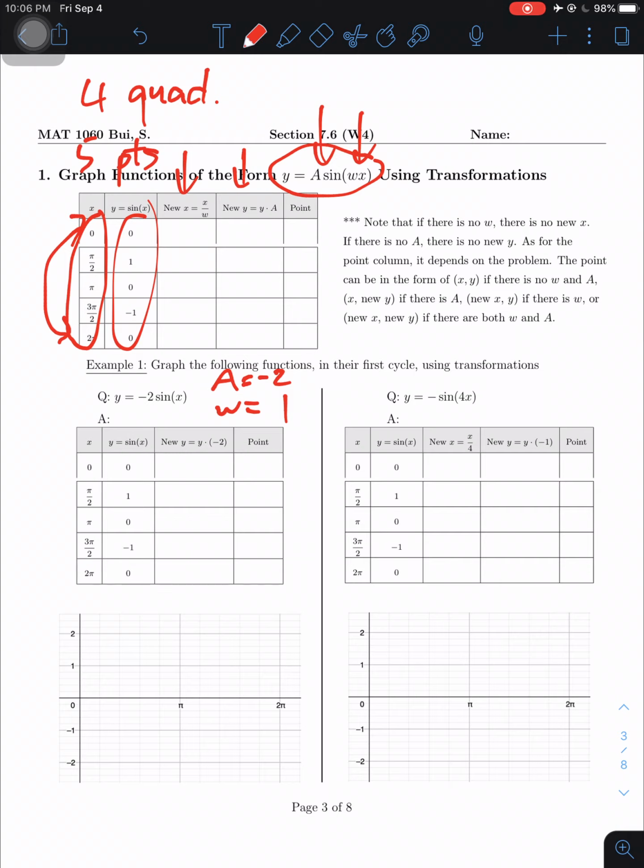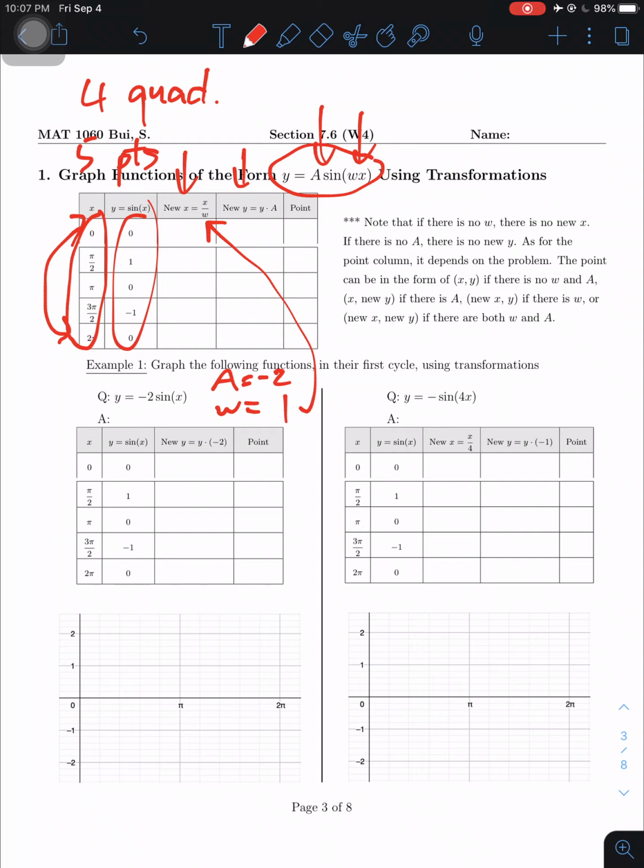Okay, since my w in here, my omega in here is 1, right? So if you notice, if I plug 1 into this information in here, I'm gonna get my new x equals the old x divided by 1, which equals the old x itself, right? So that means that I don't have any new x, right? Because the new x is just the same thing as the old x.